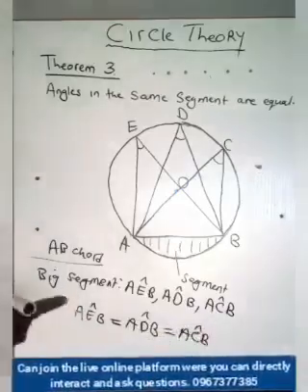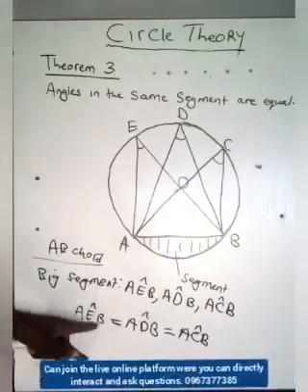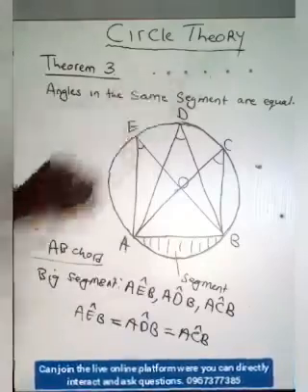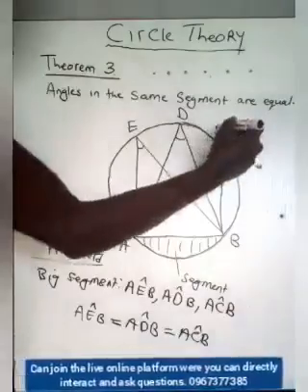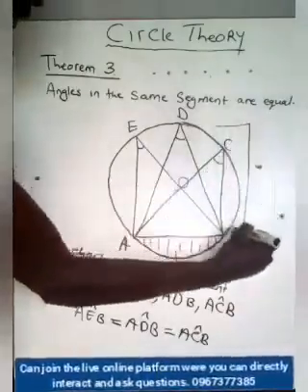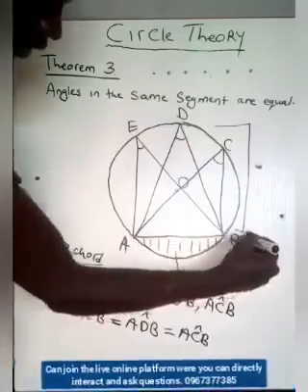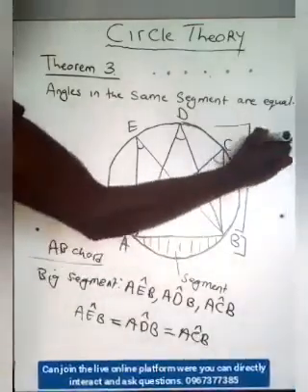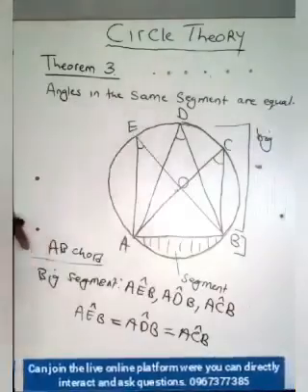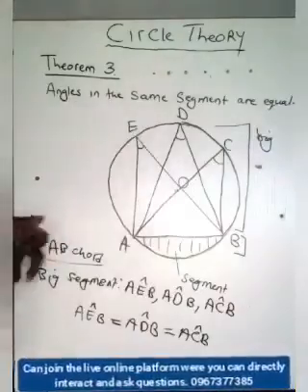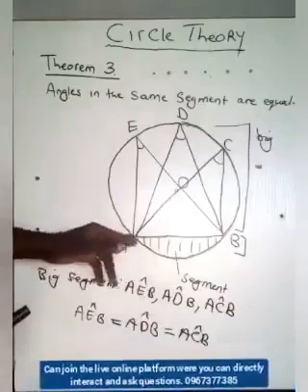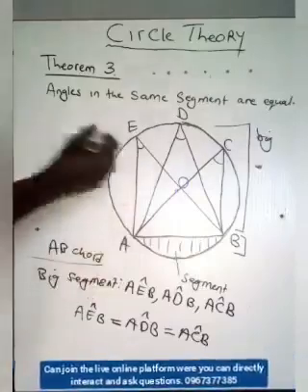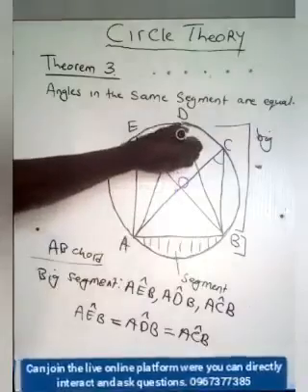The reason is simple. Why are we saying angle AEB is equal to angle ADB equal to angle ACB? It's because they are angles in the same segment. So by segment you have this bigger segment, and then you have this small segment here. If you look at these three angles, they are found in this big segment, so they are angles in the same segment. And in this same segment, they are sharing the same chord. Therefore, angles in the same segment are equal.